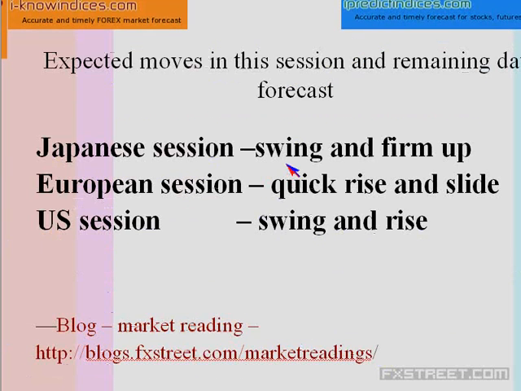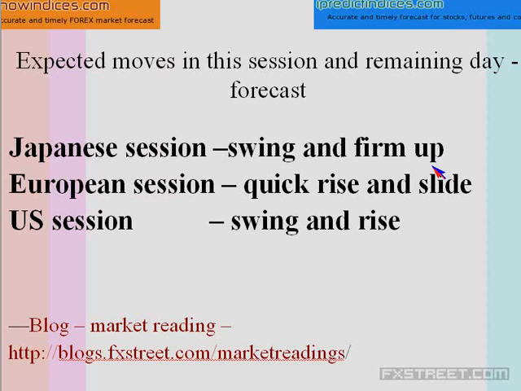for today. During the Japanese session, swing and firm up moves are expected. So already Australian dollar has firmed up and Euro and GBP are also expected to firm up towards close of the Japanese session. Then European session could show a very quick rise in the case of Euro and GBP during the early session. And from there could be a slide towards close of the European session. And then US session, you could come across a small swing in the middle level and then further rise during the day. So you could come across less drop and more rise moves today.